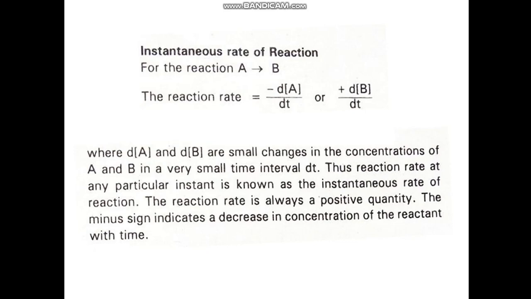While the average rate is expressed by delta A by delta T or delta B by delta T, you put minus or plus appropriately. If it is a reactant, it is minus delta A by delta T, and if it is for a product, it becomes delta B by delta T. It is defined as the ratio of the concentration change at two definite time intervals defined by delta T, that is T2 minus T1, while the corresponding change in concentration is C2 minus C1, that means C2 minus C1 for A. That is the average.